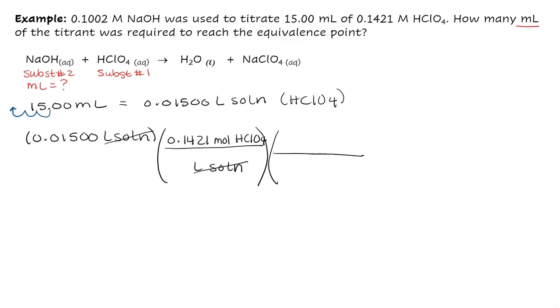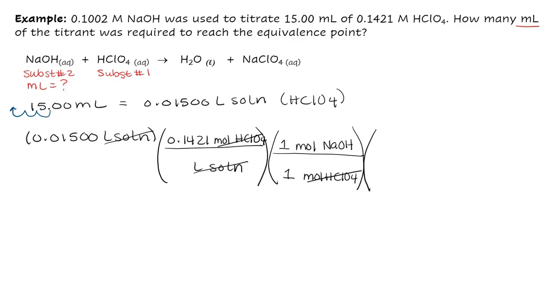This is solution stoichiometry, so we need a stoich step. So moles of HClO4 will be at the bottom, and moles of NaOH will be at the top. The stoichiometry is 1:1, but we still need to write this down because it gives us the conversion between substance 1 and substance 2. So moles of perchloric acid will cancel, and at this point we have moles of NaOH.